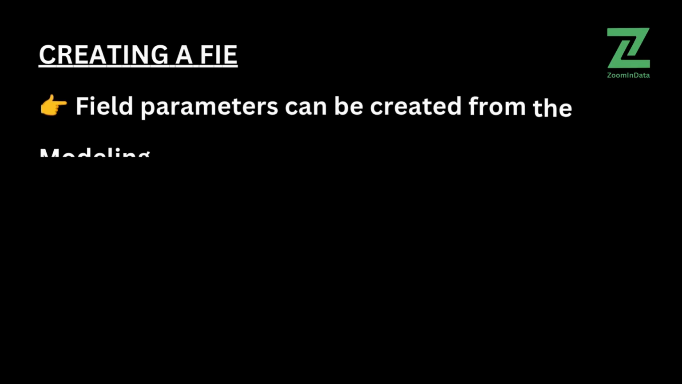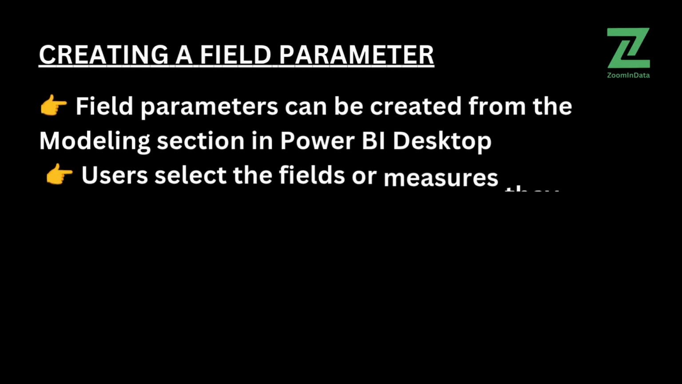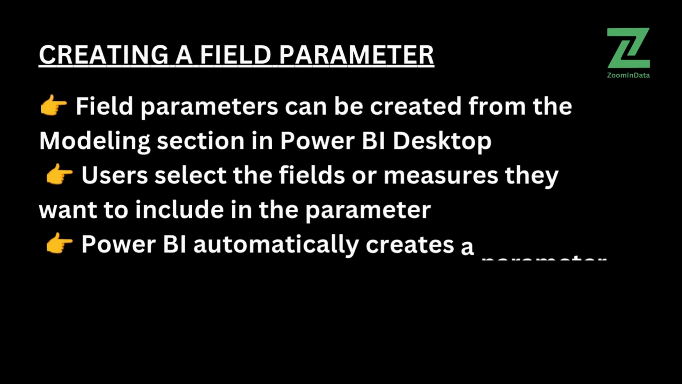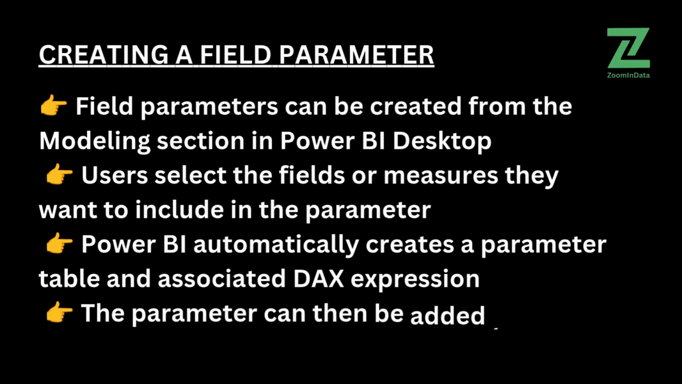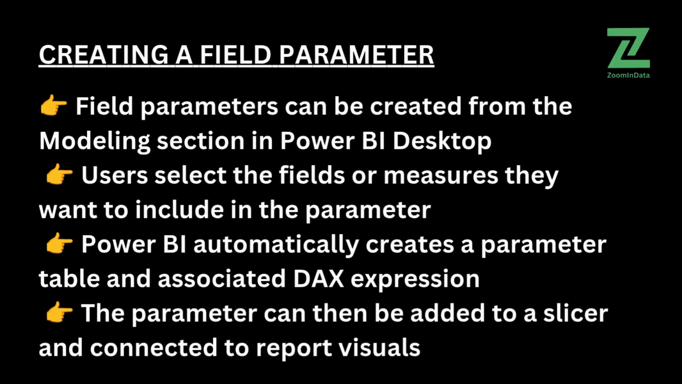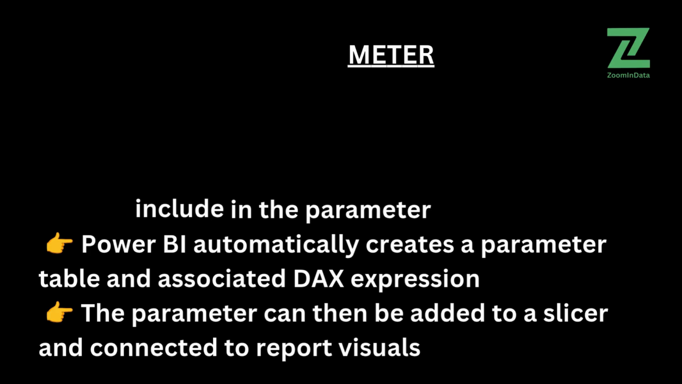Field parameters can be created from the modeling section in Power BI Desktop. Users select the fields or measures they want to include in the parameter. Power BI automatically creates a parameter table and associated DAX expression. The parameter can then be added to a slicer and connected to report visuals.